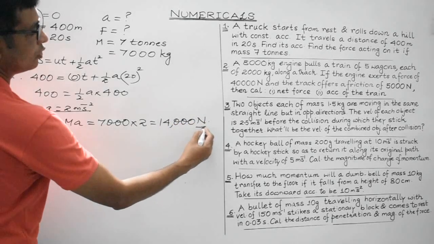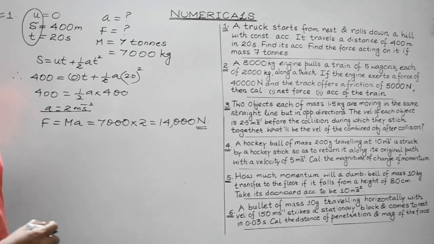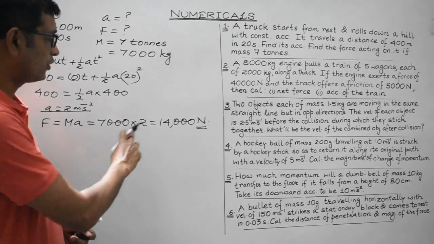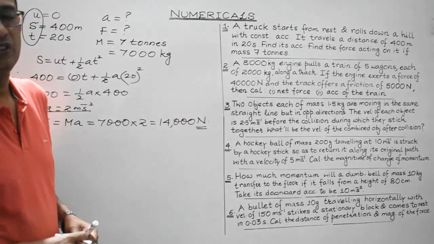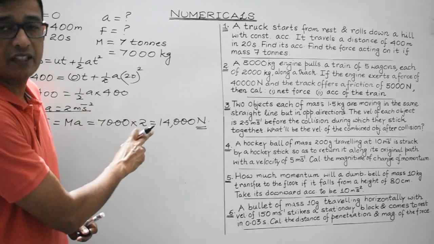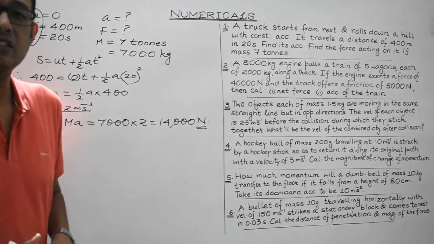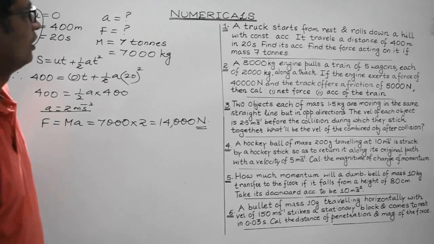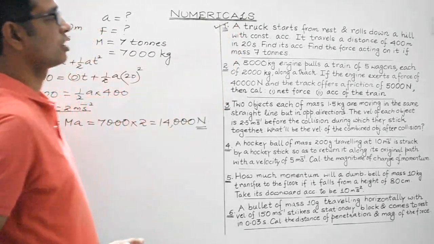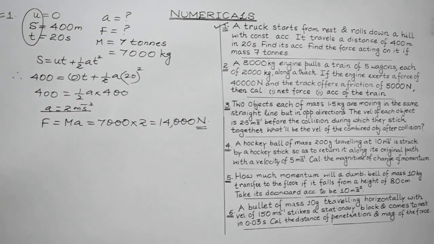14,000 Newton. Don't forget to mention the unit. We are dealing in SI system, so unit of force will be Newton. So acceleration is 2 meter per second square and the force acting on it is 14,000 Newton. So we are over with question number 1, right? Let's proceed with the next question.